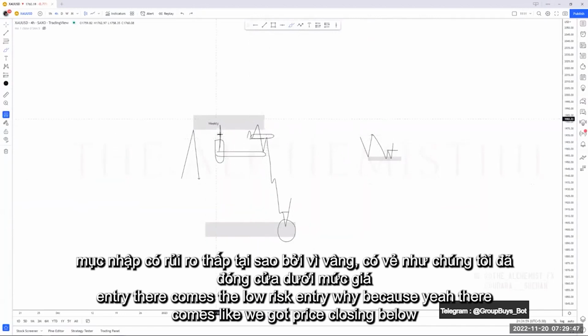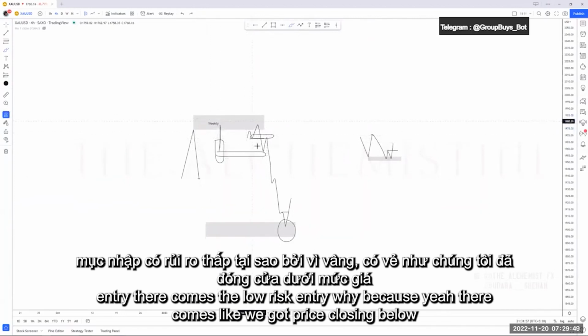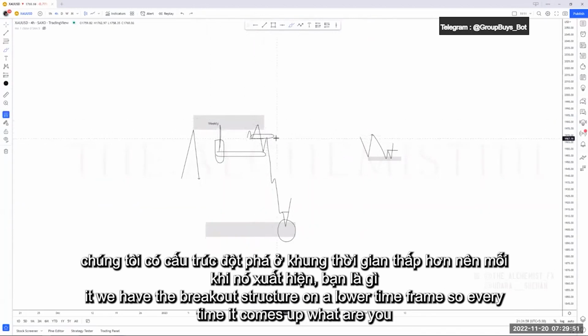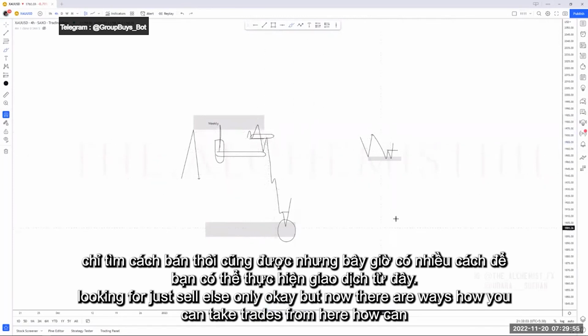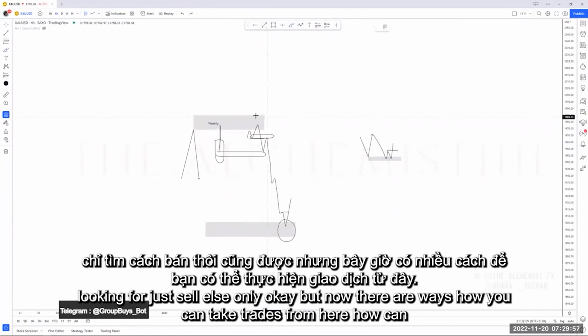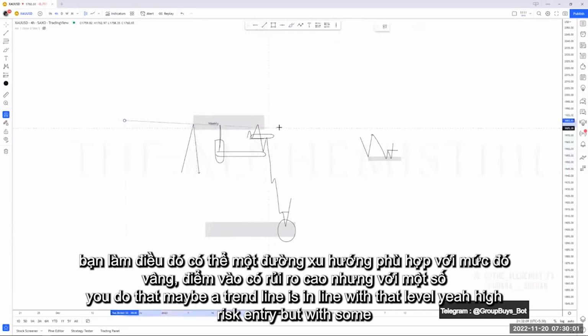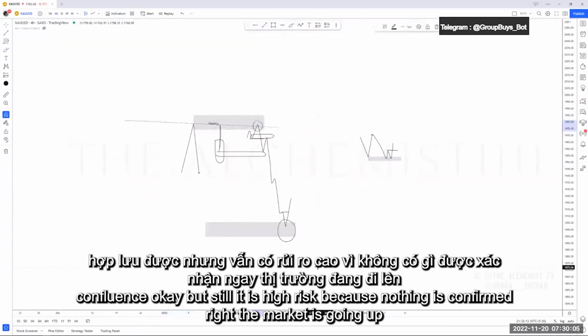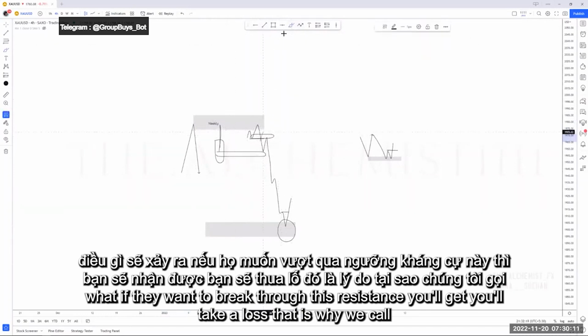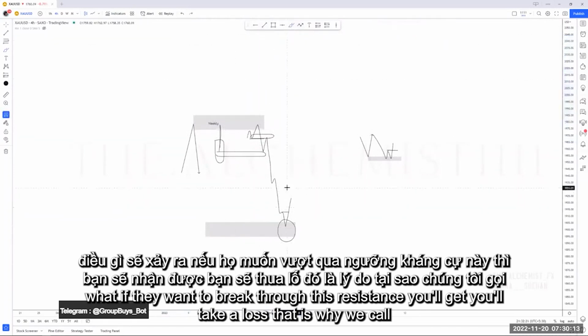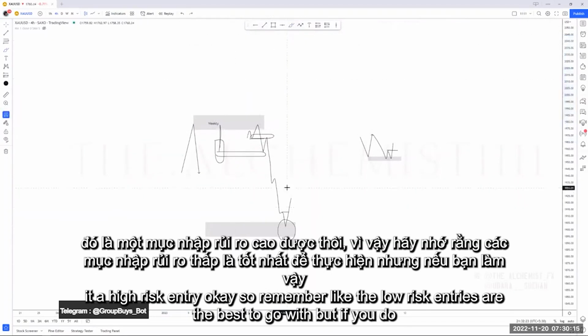There comes the low risk entry. Why? Because we got price closing below it. We have the breakout structure on a lower time frame. So every time it comes up, what are you looking for? Just sell. Sells only. But now there are ways you can take trades from here. How can you do that? Maybe your trend line is in line with that level. High risk entry, but with some confluence. Still it is high risk because nothing is confirmed, right? The market is going up. What if they want to break through this resistance? You'll take a loss. That is why we call it a high risk entry.